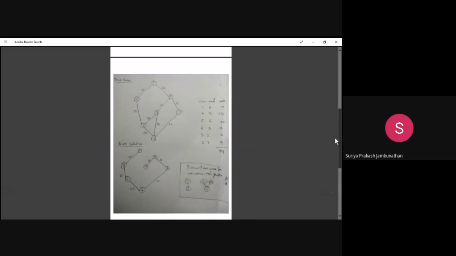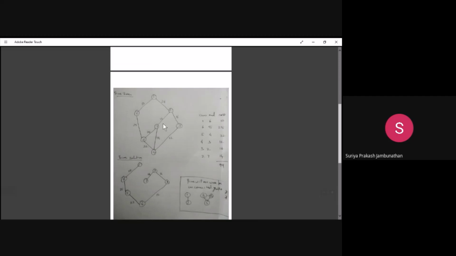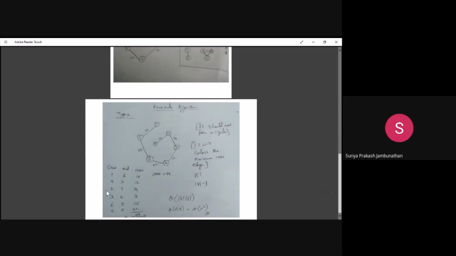Next, after 14, which is the greater value? 16. Which two nodes have 16? 2 to 3. So this edge is selected. As of now, how many edges have we selected? 1 to 6, then 3 to 4, then 2 to 7, then 2 to 3. 2 to 3 has 16, so we write 2 to 3 as 16, or 3 to 2 as 16.